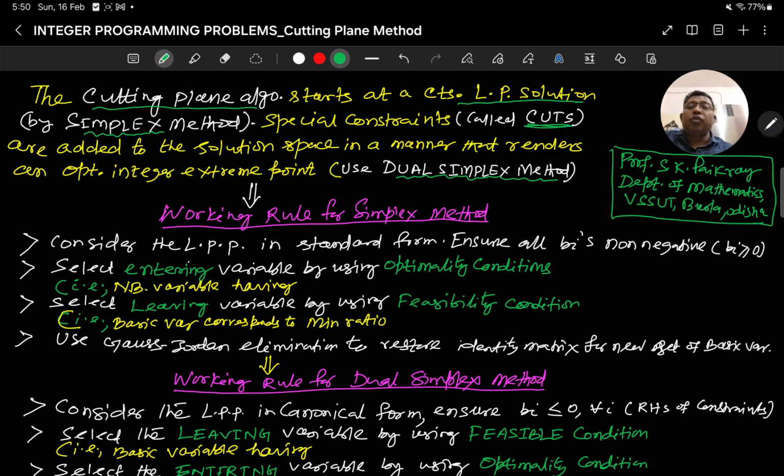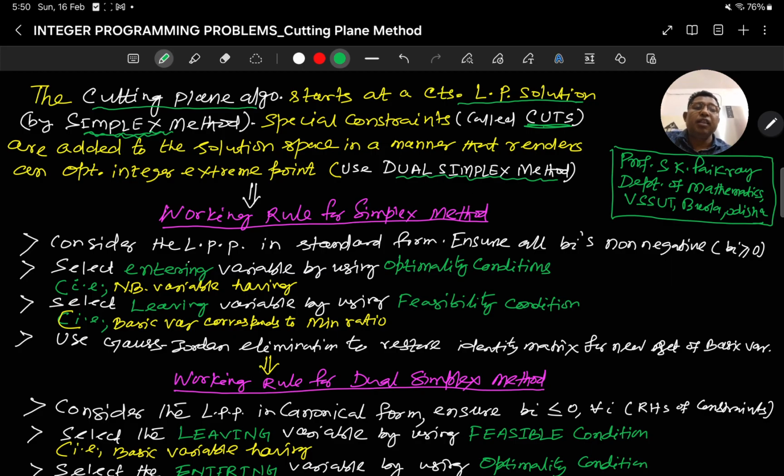Now in this cutting plane technique, as we have seen, first we have to solve the problem by the simplex method. We have to understand the solution space. If the solution space is not integral, we develop a cut to squeeze the solution space a little to restore the optimality, and that can be done by using the cut. We are using both the simplex method as well as the dual simplex method during the process of the solution.